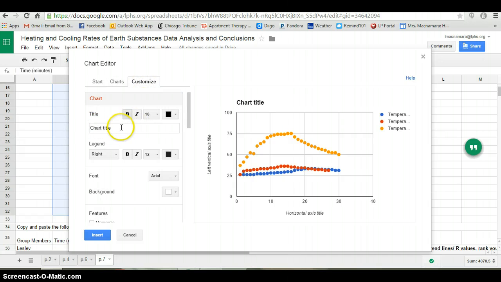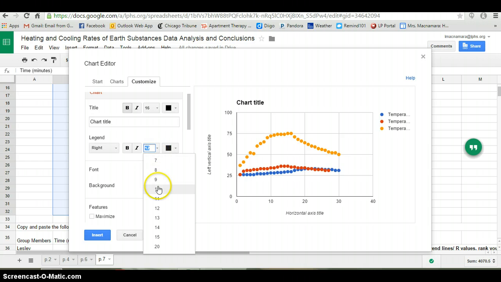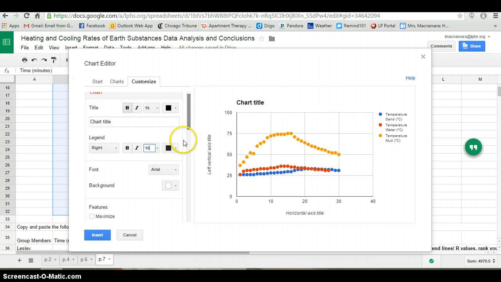Okay, the title, you're going to make your own title, but you want to include all the different variables that you tested. So think about, we had temperature, time, and the 3 materials that you tested. For the legend, to make the key easier to read, let's make that a text of 10. Okay, so now we can see everything that we were testing.